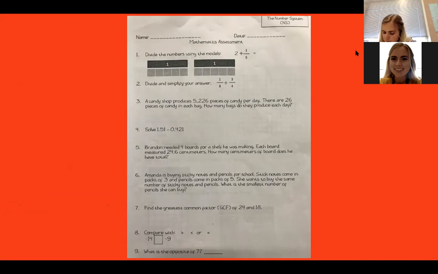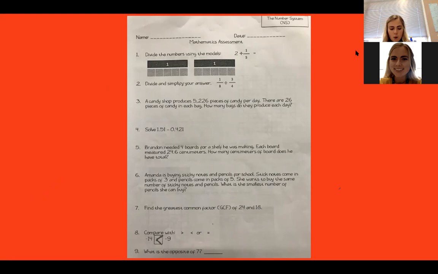Okay, number 8. Compare with the greater than, less than, or equal to sign. So negative 14 compared to negative 9. If a number is more negative, then it's a smaller number. The mouth needs to face the bigger number. So negative 9 is less negative. It's a bigger number. It's like we owe less if we owe $9 rather than $14. So I'm going to put the mouth facing the negative 9 because that is a bigger number than negative 14.